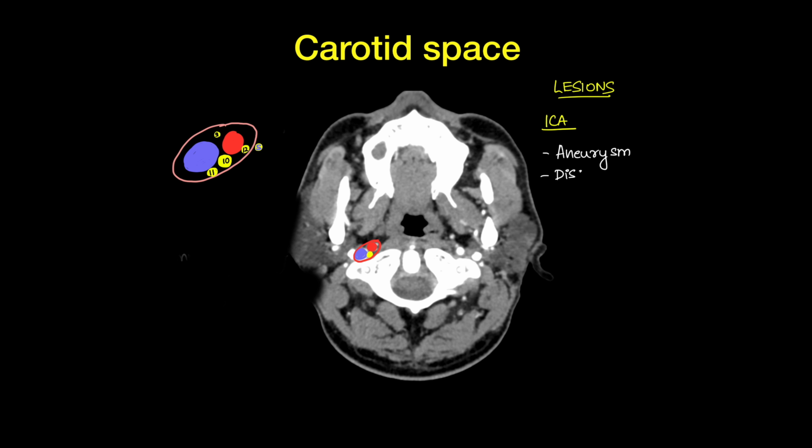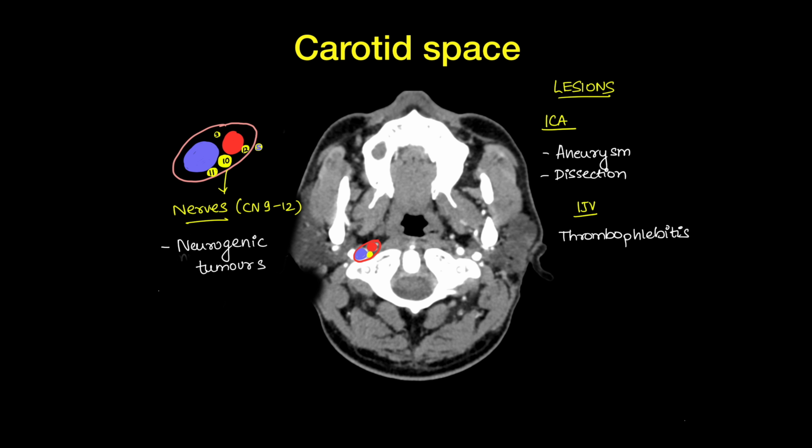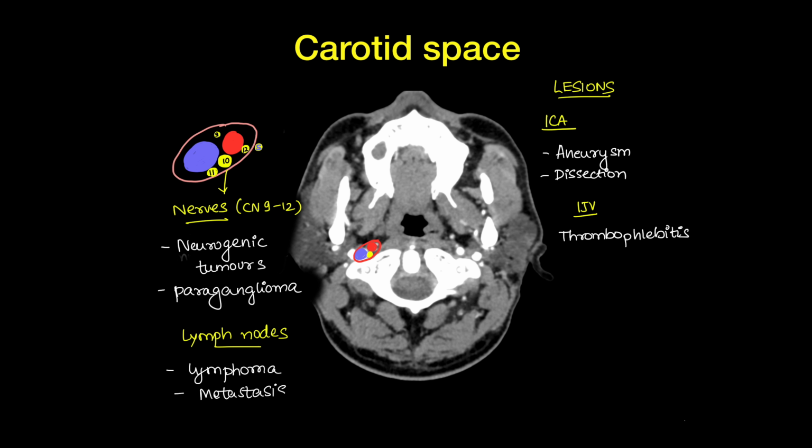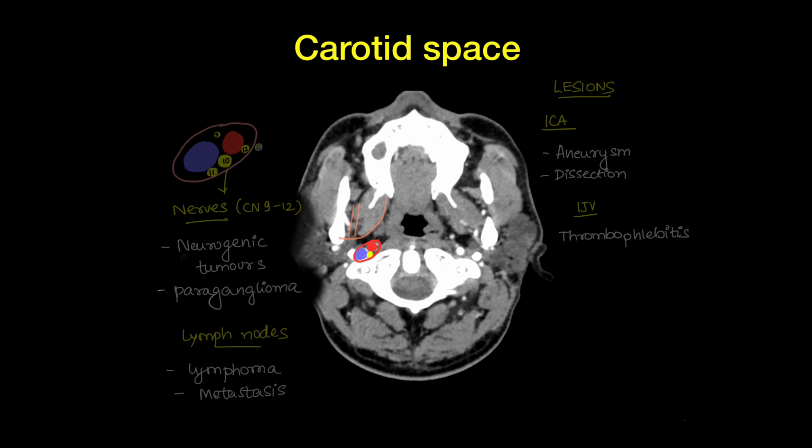Lesions that can occur here: through the internal carotid artery, aneurysms and dissections can occur. Related to the internal jugular vein, we can have thrombophlebitis. Many nerves are there, cranial nerves 9 to 12, so we can have neurogenic tumors. We can have paragangliomas. And lymphatics are present, lymph nodes are present in this space. We can have tumors like lymphomas or secondary tumors like metastasis of squamous cell carcinoma.